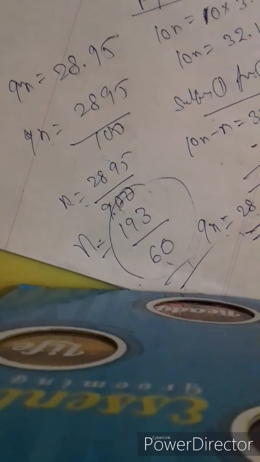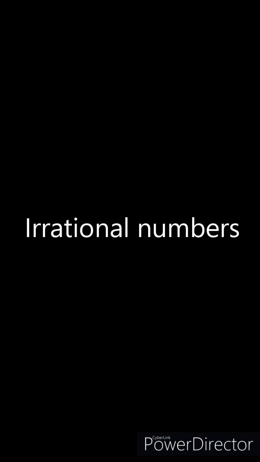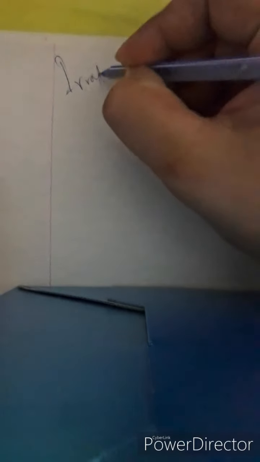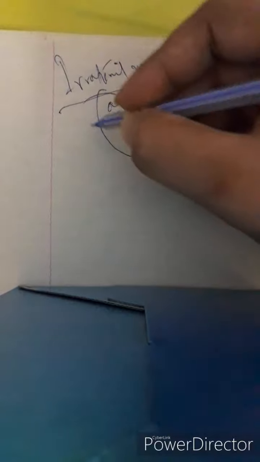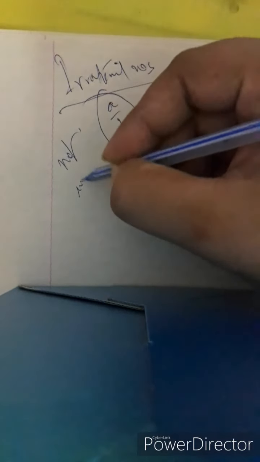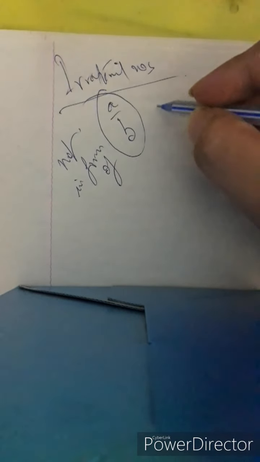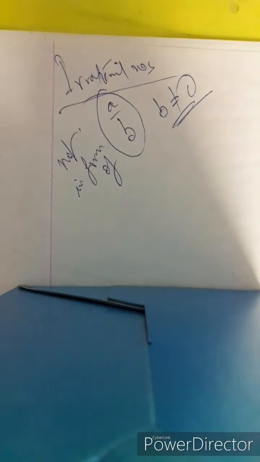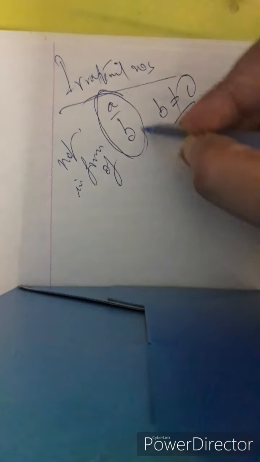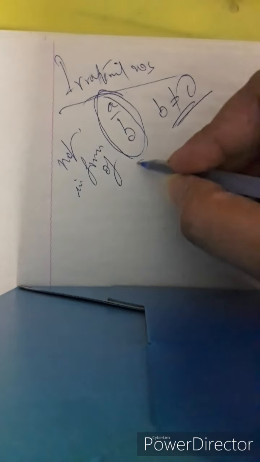Coming to irrational numbers. Any number which is not in the form of a by b, where b not equal to 0, is known as an irrational number, where a and b are integers and b not equal to 0. I hope you are able to get what irrational numbers are.